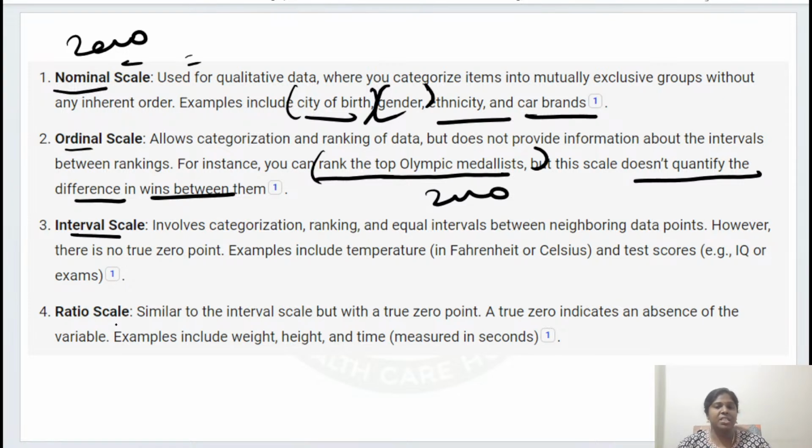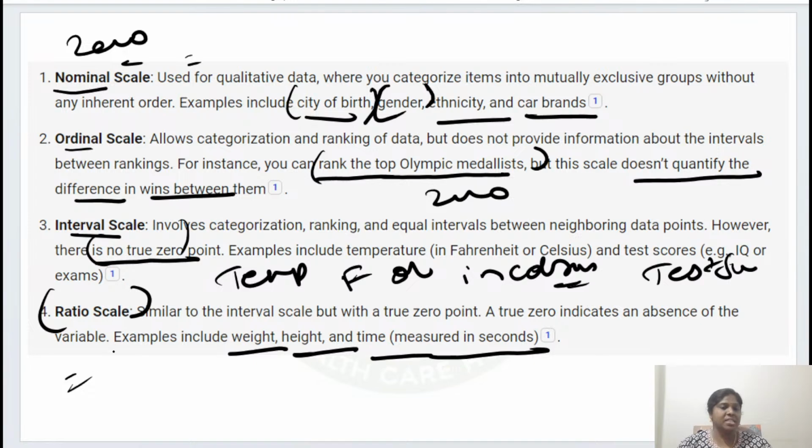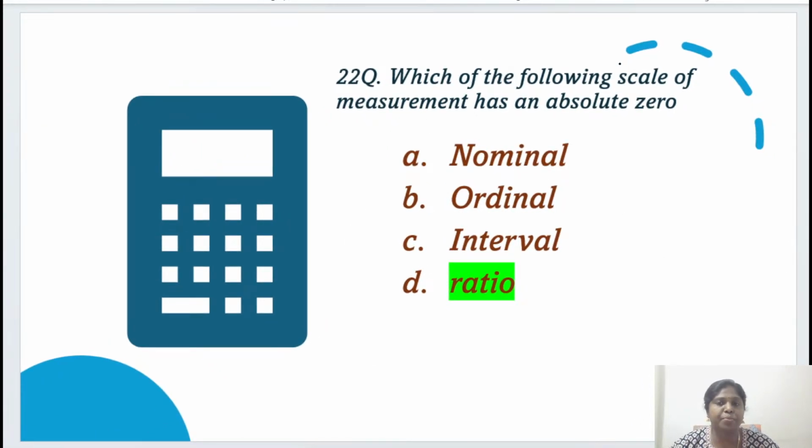Interval scale. So what is this interval scale? Interval scale means, for example, we can show the difference in temperature in Fahrenheit or Celsius, or test scores, intelligence quotient score. Here there is no true 0 point. But when you look at the ratio scale, here we have this 0 point, like weight, height, time measured in seconds. So this is called the ratio scale. So according to this question, the answer which has an absolute 0 is the ratio scale.